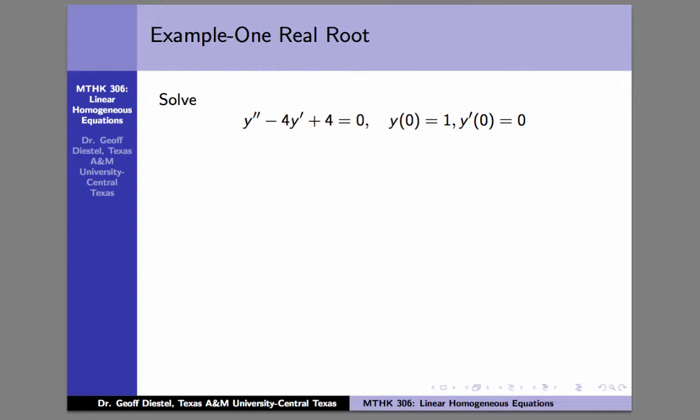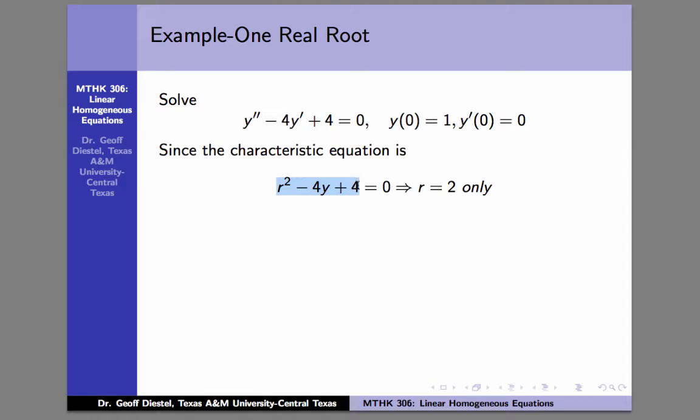Now one real root. Again, we have another initial value problem. Same thing, we look at the characteristic equation and we find its solutions. In this case, there's only one real solution, and it's 2, because this factors as r minus 2 times r minus 2. So we know we're in case 2. So we take our general solution as such, because the 2 is telling us that goes into the exponential functions. We just realize that because it's a repeated root, the second term is just x times e to the 2x.